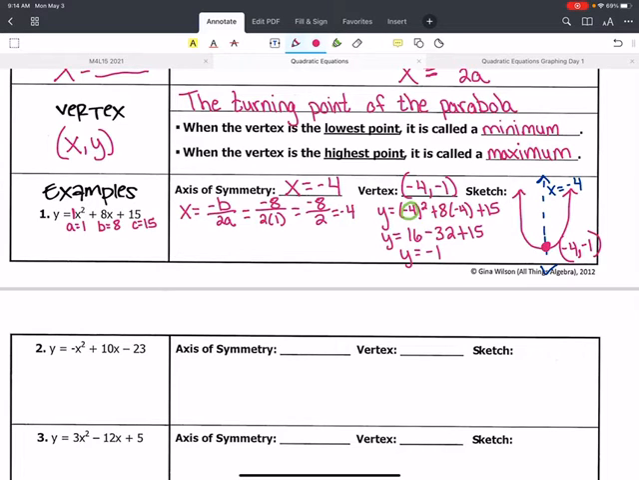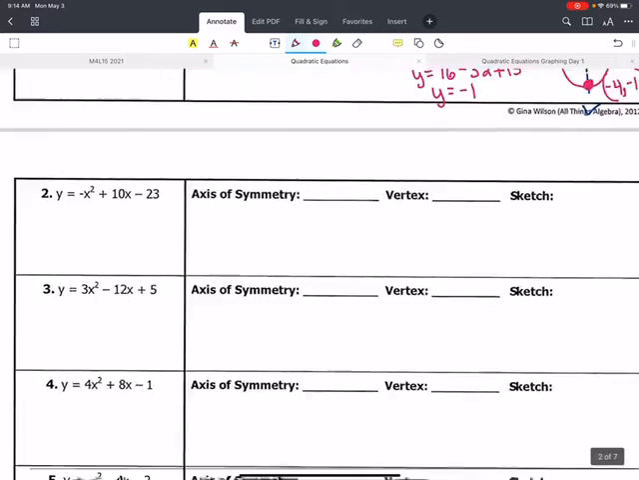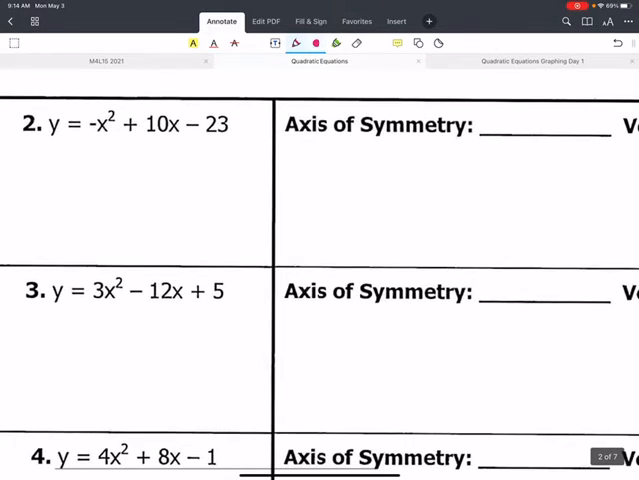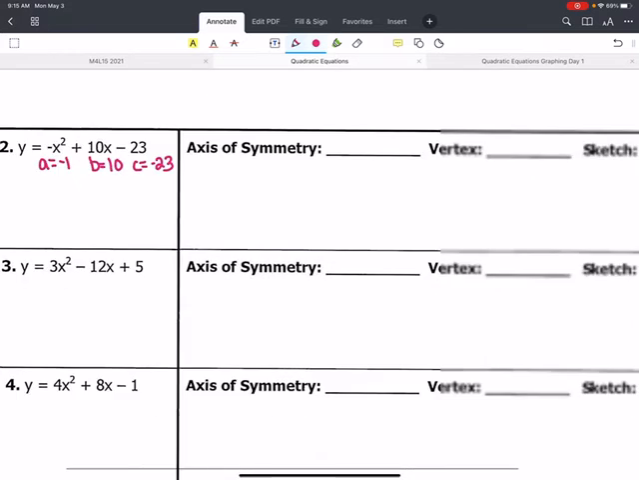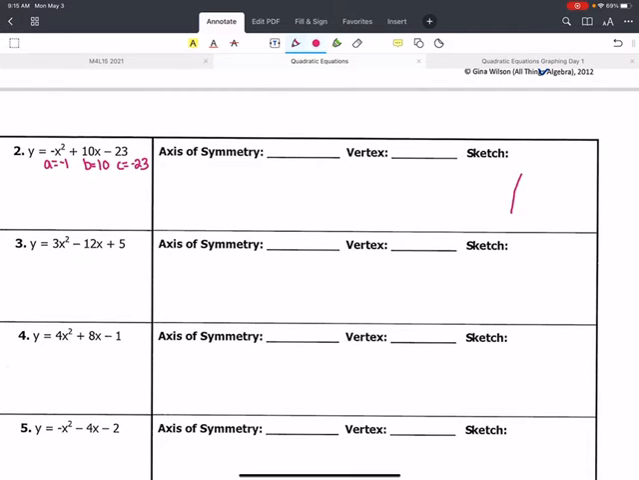All right, let's look at another example on the back of your paper, example 2. So here, a equals negative 1, b equals 10, c equals negative 23. And so we can see our leading coefficient's negative. Right, so this will look like a parabola that opens down, a frowny face, if you will.